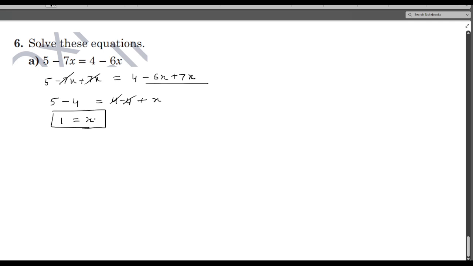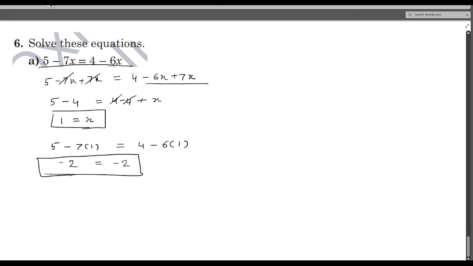Okay, now if you want to cross check over here whether you are right or wrong, what you can do, you can substitute in your basic equation, your primary equation, which is 5 minus 7 times 1, and on the right side it is 4 minus 6 times 1. Let us see whether they are equal. 5 minus 7 is equal to minus 2 and 4 minus 6 is minus 2. So they are same, therefore our answer is correct.